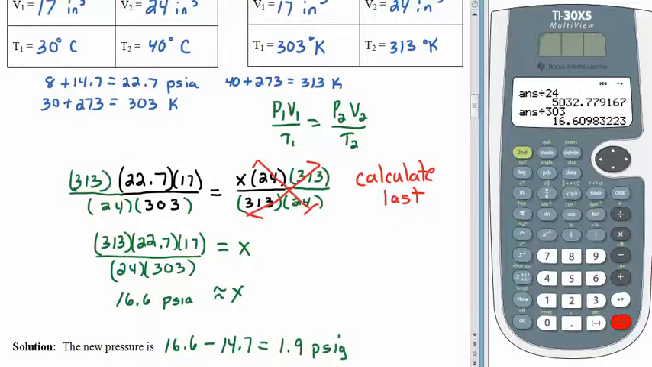All right, not so bad, not so bad. Let's flip the page and try another one.